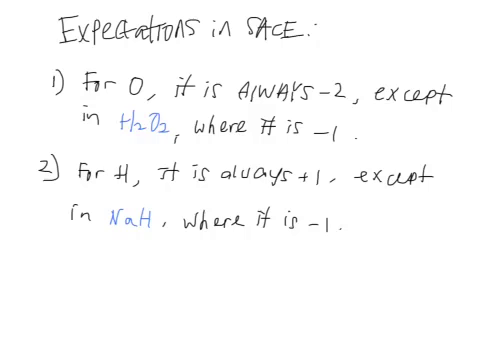Here I just wanted to show you some of the basic expectations from SACE on you. That is, number 1, you should know that for oxygen, its oxidation number is always -2, except in one particular molecule, which is hydrogen peroxide. In hydrogen peroxide, the oxidation number of oxygen is actually -1 only. And the second thing is hydrogen. You are expected to know that the oxidation number of hydrogen is always +1, except in the example of sodium hydride, where the oxidation number of hydrogen is -1.